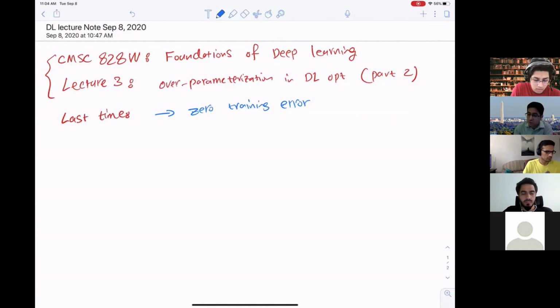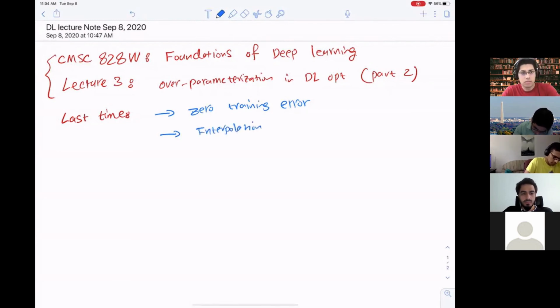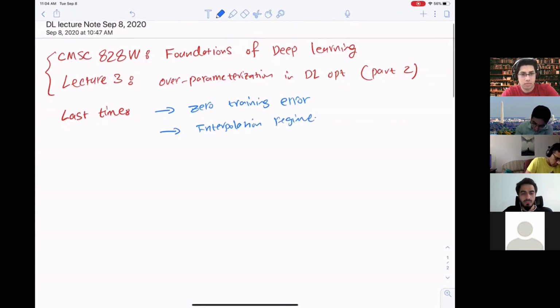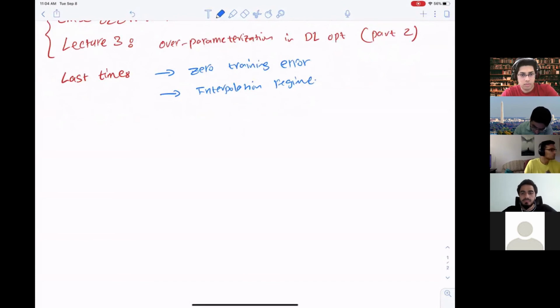So when our training error is zero, we are in basically the interpolation regime. So what do I mean by that? When we have training sets like xi's and yi's, 1 to n, I want to be able to interpolate the relationship between x and y.